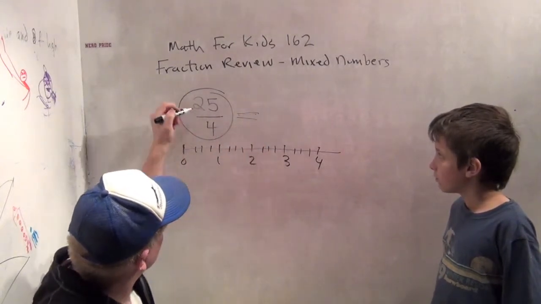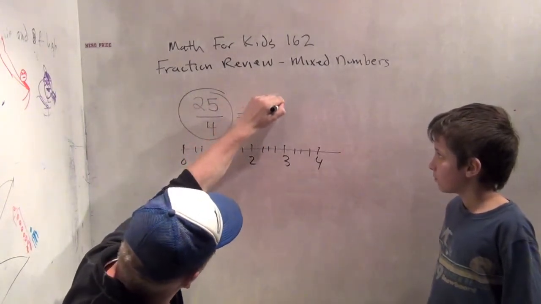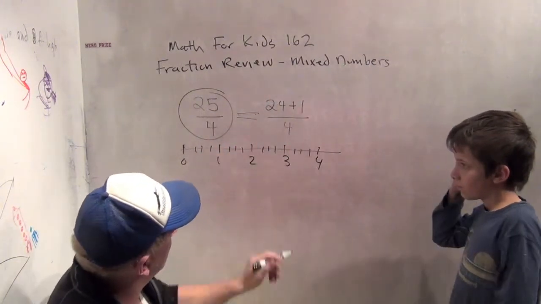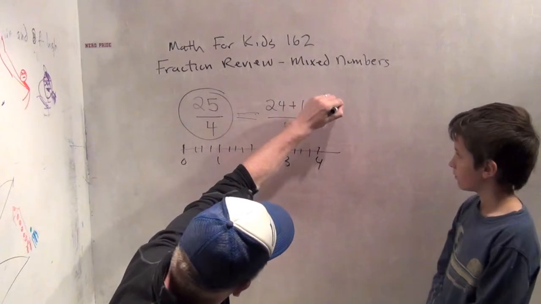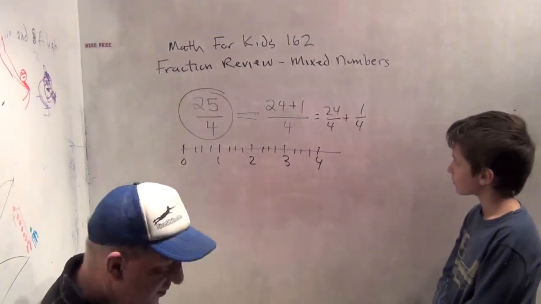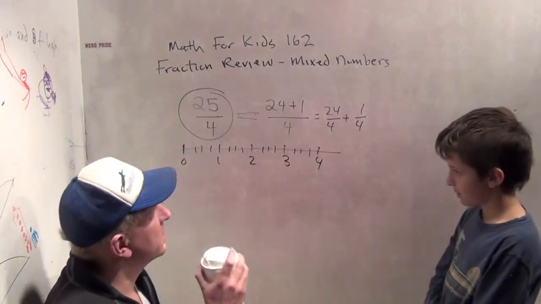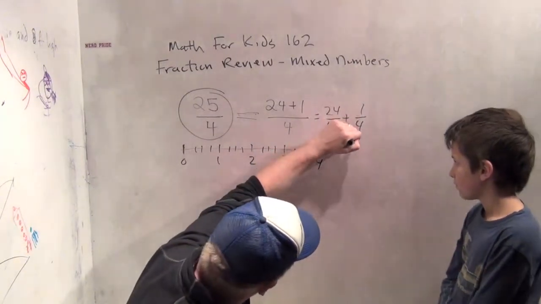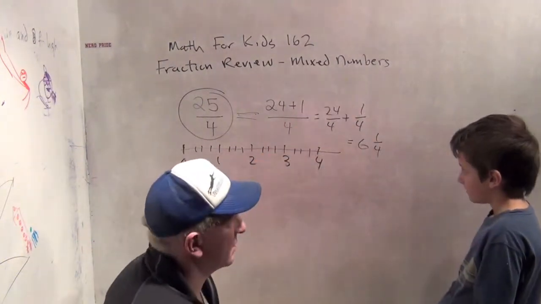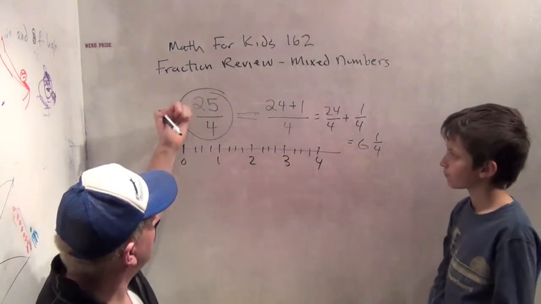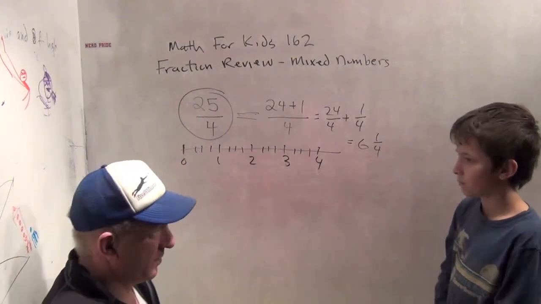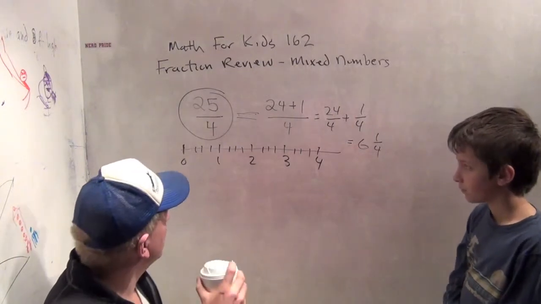In this case, we can say 25 over 4 is 24 over 4 plus 1 over 4. And what is 24/4? 6. So we write this as 6 and 1/4. We've dropped the plus. So for 25/4, we would go all the way up to 6 and then 1 more fourth. But there are other ways we can do this.